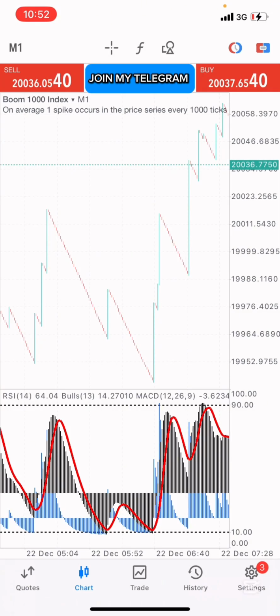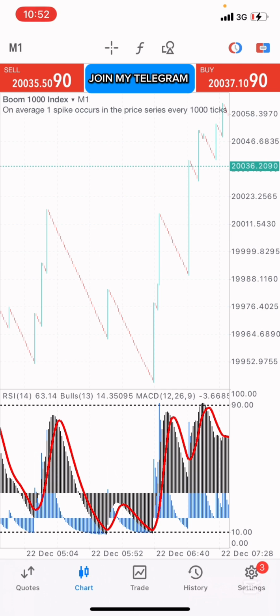Today's video, I'm going to share with you guys how to make profits on Boom and Crash indices using the Boost Power, the MACD and the RSI indicator. I'm going to share with you guys how you can also use the price action strategy combined with these indicators to make profit and grow your small account into a big account. All right, so let's get on with it.